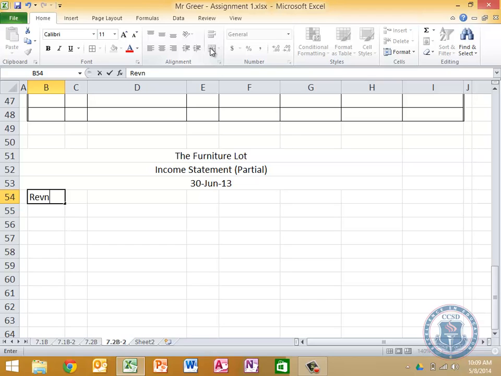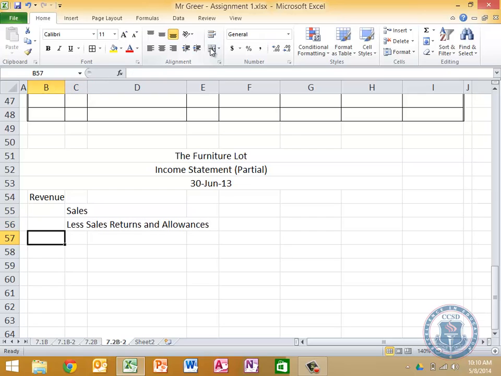Okay, revenue. I'm going to tab in, say sales. We're also going to do less sales, returns, and allowances. And then we're going to do net sales. So the way this works on an income statement is we're going to have our tabulating columns over here and then our totals at the far right.